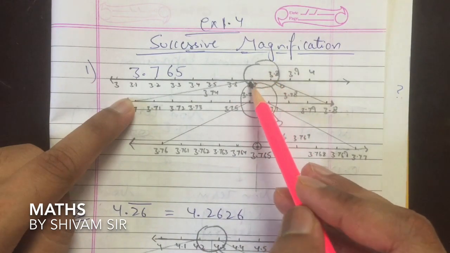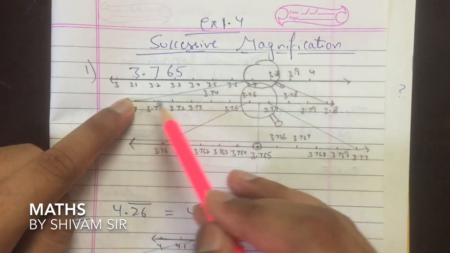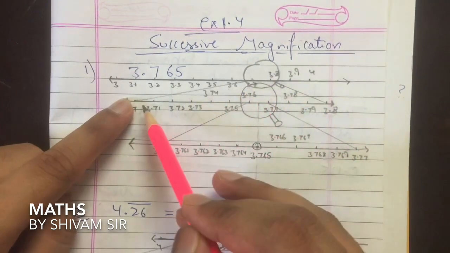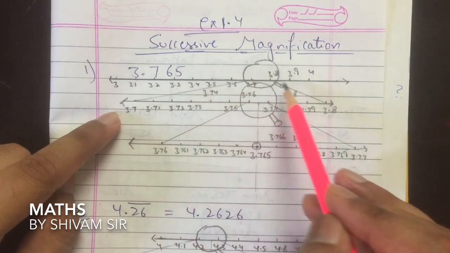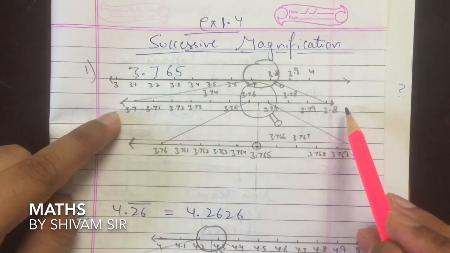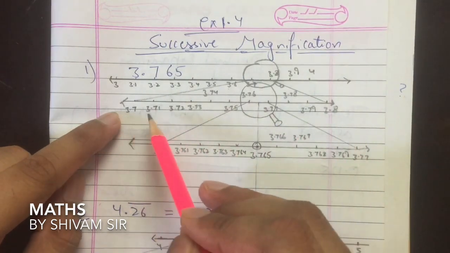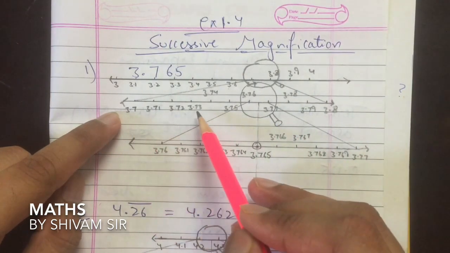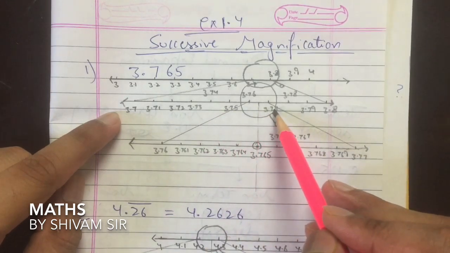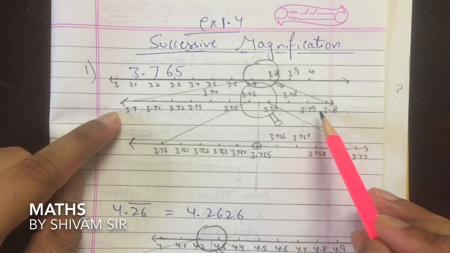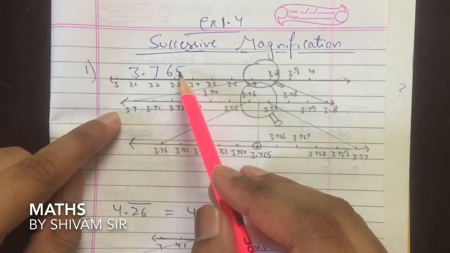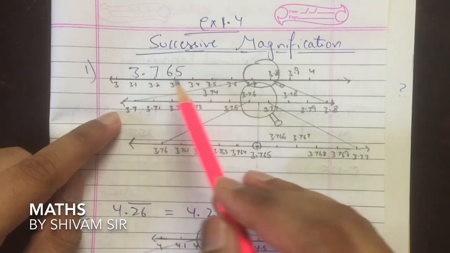Draw one magnifier over it and zoom into it. The extreme coordinates will be 3.7 here and 3.8 here. Now divide 3.7 and 3.8 into 10 equal parts: 3.71, 3.72, 3.73, 3.74, 3.75, 3.76, 3.77, 3.78, 3.79 and 3.8. So 3.765 will lie between 3.76 and 3.77.